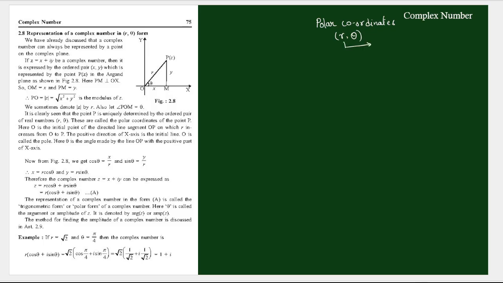This r tells the position, that means the distance, the position distance between 2 points, and theta is the angle, how much angle it has shifted from the reference point. So why is this system called polar coordinates?